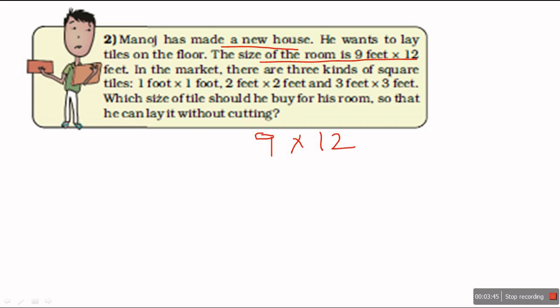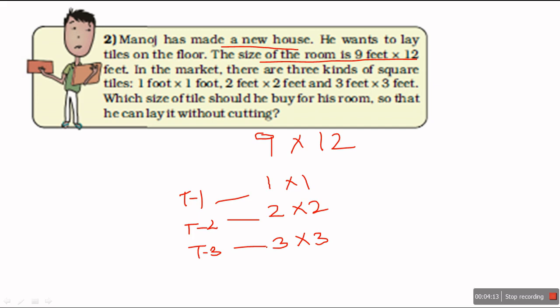So he has tiles of 1 cross 1 foot. Second tile is 2 cross 2 foot, 2 feet into 2 feet. Third tile is 3 feet into 3 feet. Type 1 tile, type 2 tile, type 3 tile. He has three types of tile. What size of tile should he buy for his room so that he can lay it without cutting? Which tile can he use in his room without cutting?